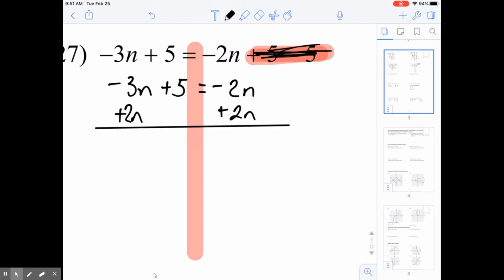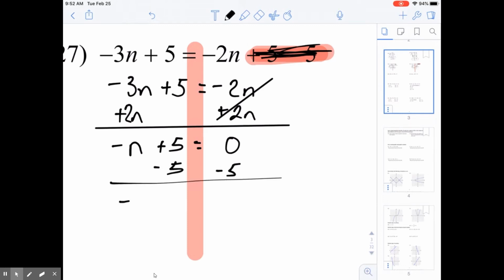And so negative 3 plus 2 is going to be negative 1n, or negative n, plus 5 drops down. Now negative 2n plus 2n is just going to simply equal 0. Before we were saying they cancel each other out, but when everything cancels out on one side, it's equal to 0. So the first thing we're going to do is look at getting rid of our addition or subtraction. So we're going to subtract 5 from both sides.